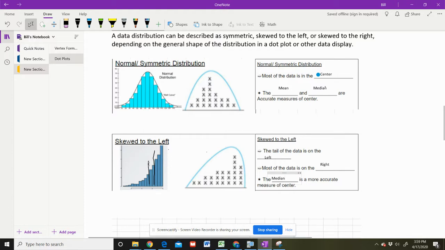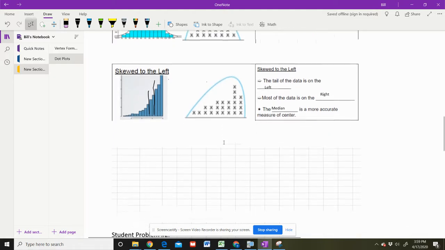When we have a mean that gets pulled further left, because it's skewed to the left, it's actually going to have a higher amount of data above it. So the data is unevenly distributed about the mean. Okay, so that's skewed to the left.